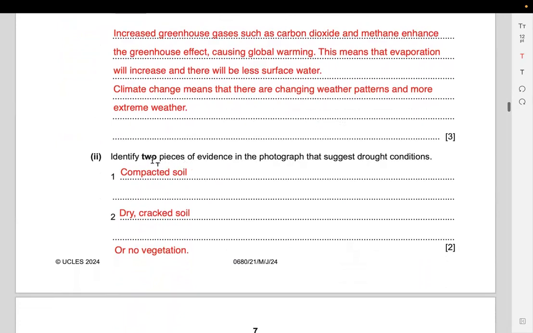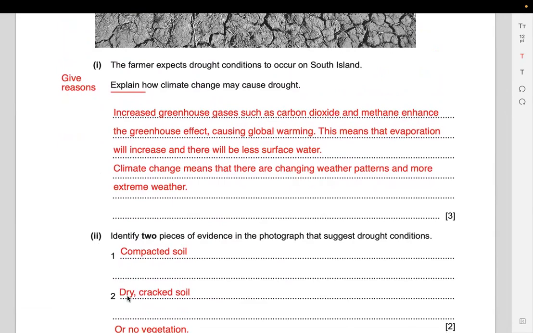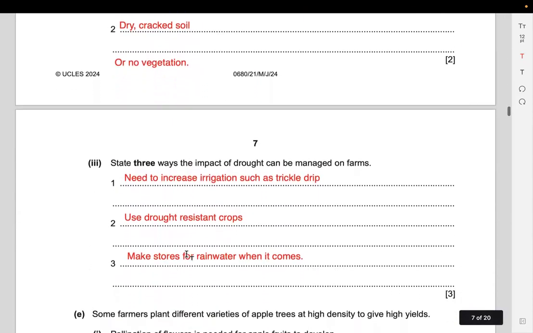2 pieces, 2 means in bold only 2. If you do more than 2, they'll ignore the last one. They'll only mark the first 2. Evidence in the photograph suggests drought: compacted soil, and dry or cracked soil. That might have been 2 separate marks, but if it is, they take dry first and ignore cracked. They're both going to be right anyway. Or you could have said no vegetation.